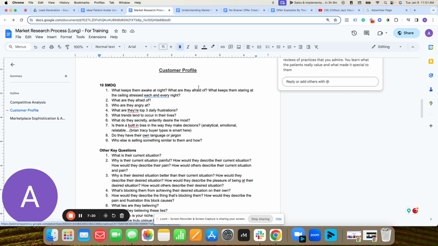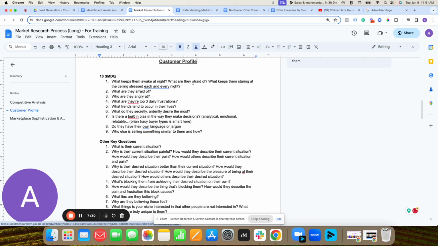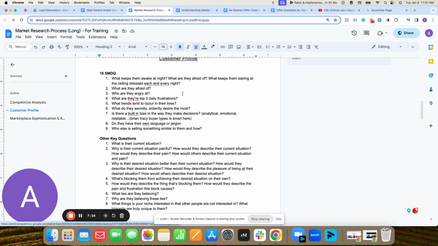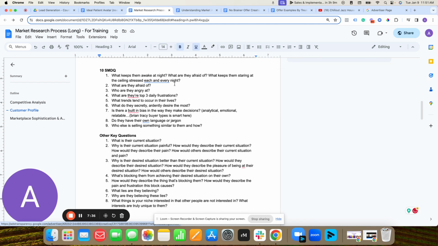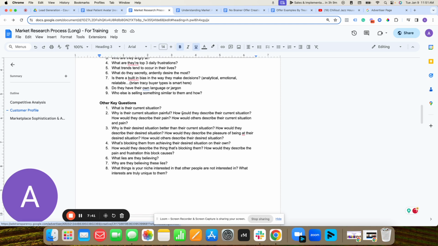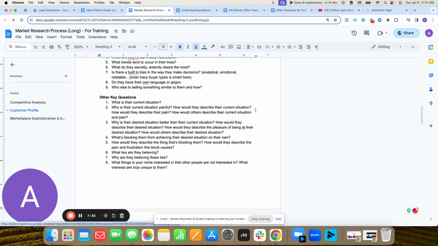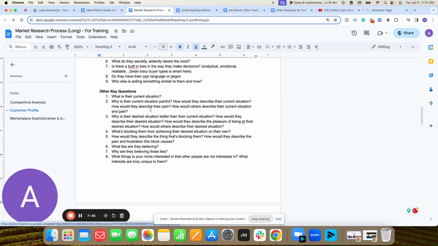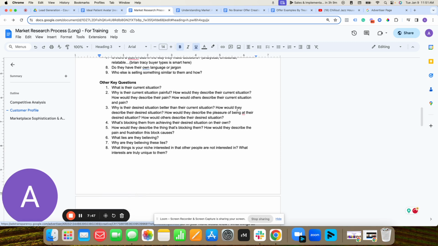As we dig deeper into our ideal patient profile here, these are just questions that you can ask yourself to learn more about them. What keeps them awake at night? Is it literally their knee pain? What keeps them staring at the ceiling, stressed out each and every night? You need to learn these things about your customers, your patients. What's their current situation? Why does it bother them? How would they describe it? How would they describe their pain? How would others describe their current situation and pain?